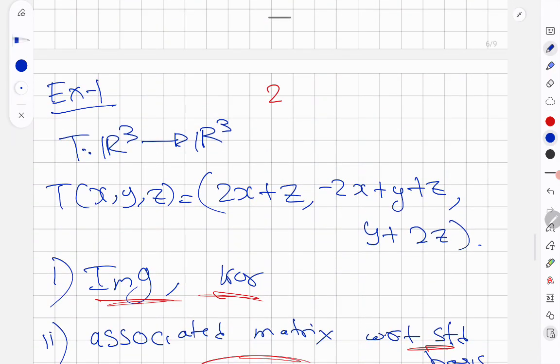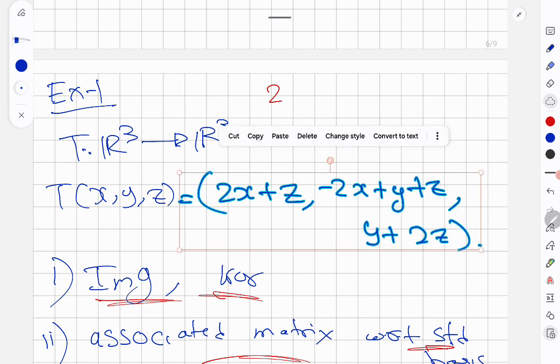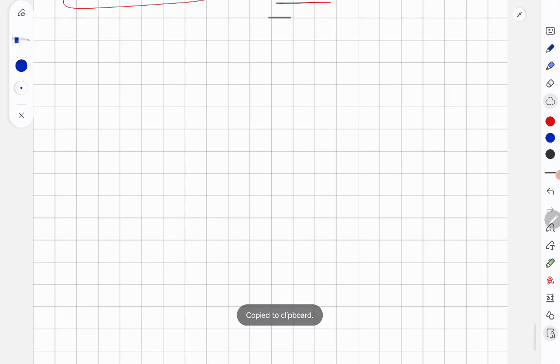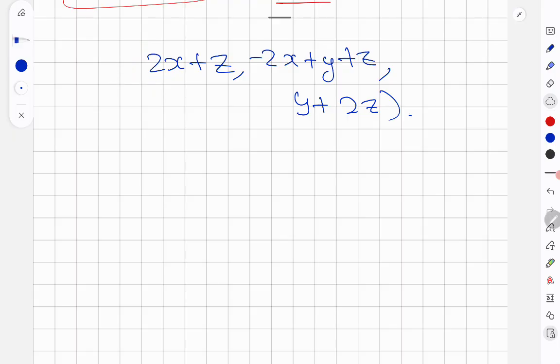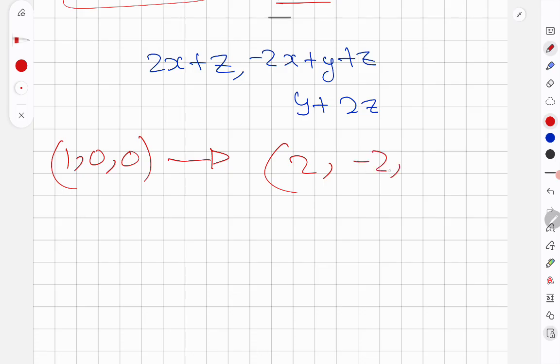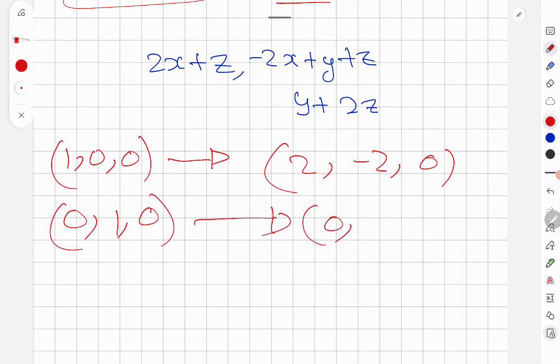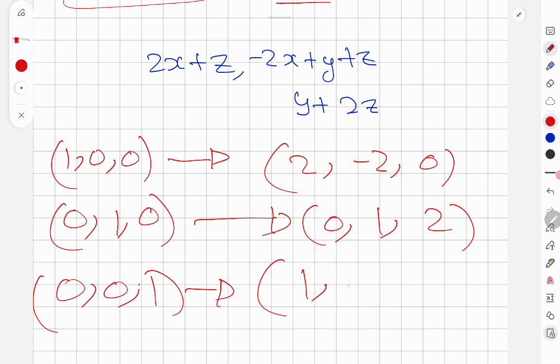So for the image, this was the relation, and we can send (1, 0, 0), and we will get (2, -2, 0). If I send (0, 1, 0), I will get (0, 1, 1). Sending (0, 0, 1), I will get (1, 1, 2).